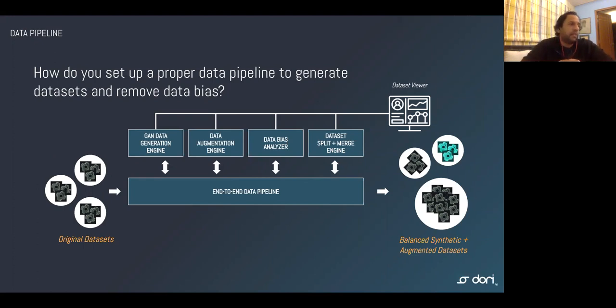Subsequently, we apply a data bias analyzer, where we look at what the distribution of all of those data sets and all those labels looks like, in order to make sure that we have a properly balanced data set before we even go into the training phase.